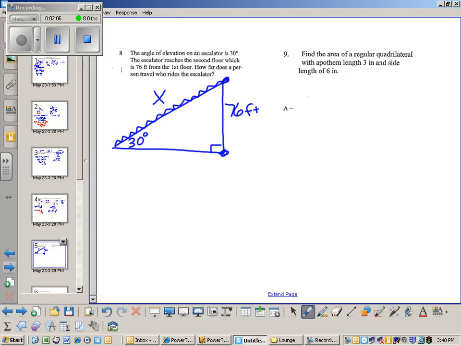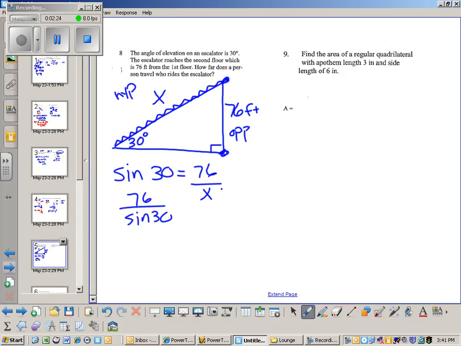So there's our x. We've got the opposite, we've got the hypotenuse, so we need to use sine. So the sine of 30 equals 76 over x. Because x is in the denominator, now we've got to divide. 76 divided by the sine of 30, and the escalator travels 152 feet.